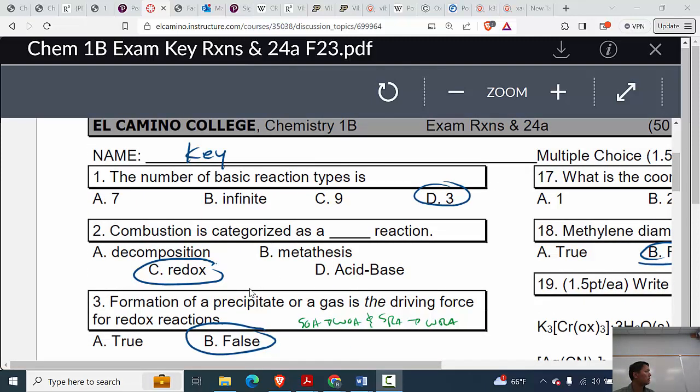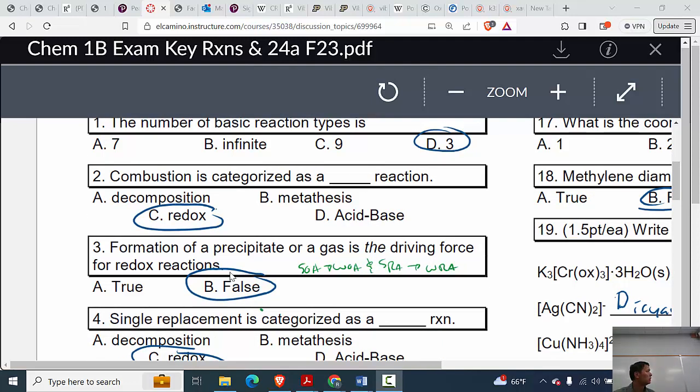Combustion is an example of a redox. Formation of a precipitate or a gas is the driving force for metathesis reactions. Formation of a gas can help, but it's not enough. It's not enough because of the energies involved. Formation of a gas is going to be an increase in entropy. An increase in entropy is always going to help.